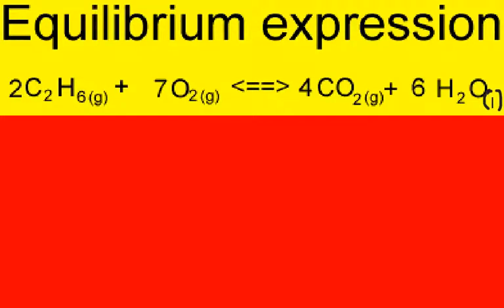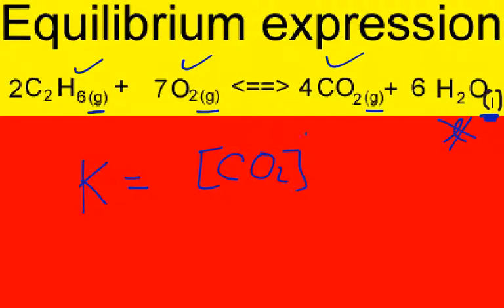And in this expression, this combustion reaction, we take into consideration the phases once again. So we notice we have a gas, gas, gas, and a liquid. Liquids are not considered. So we'll be considering these three right here. And we see that CO2 is our product, so that will be going in the top of our K expression. So K will be equal to CO2 square bracket to the fourth power. And the H2O got ignored because it's pure liquid. We put our denominator divider there.